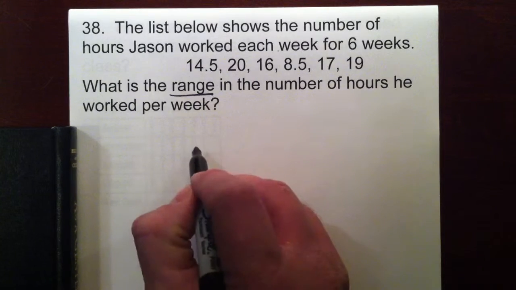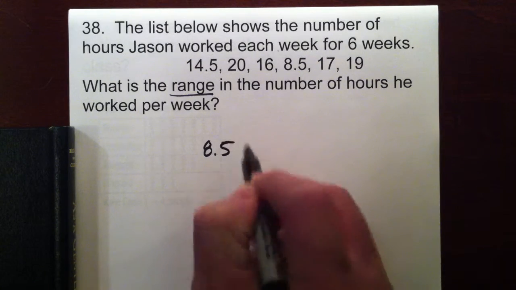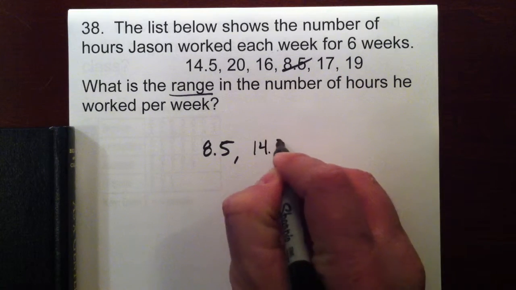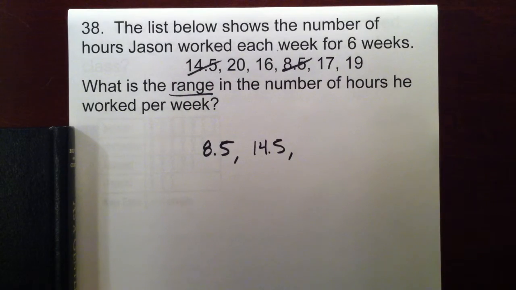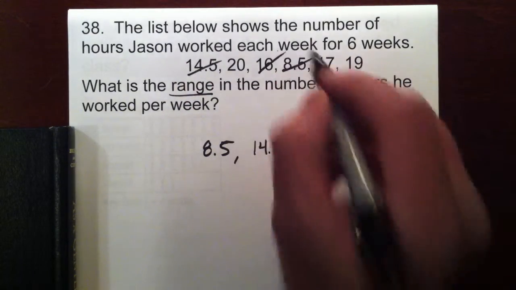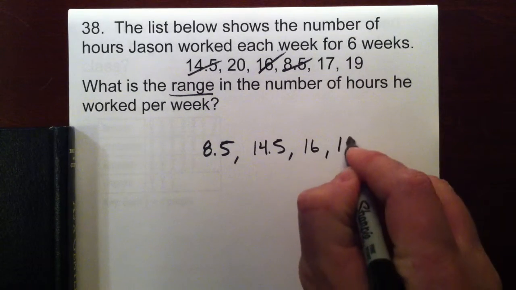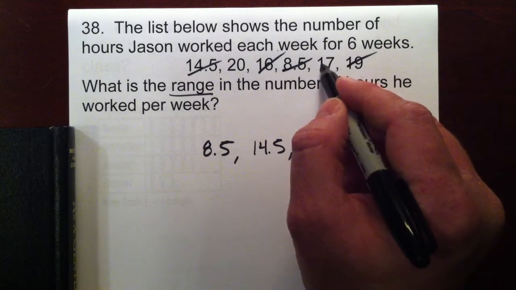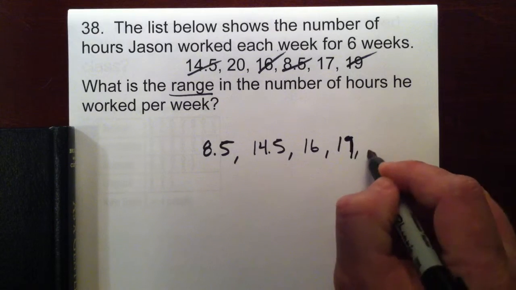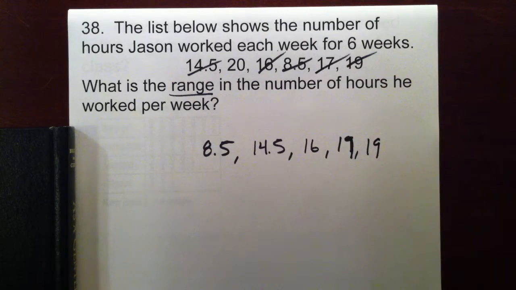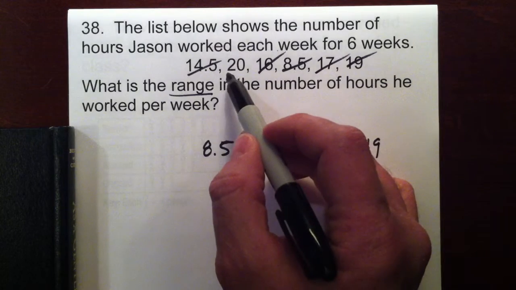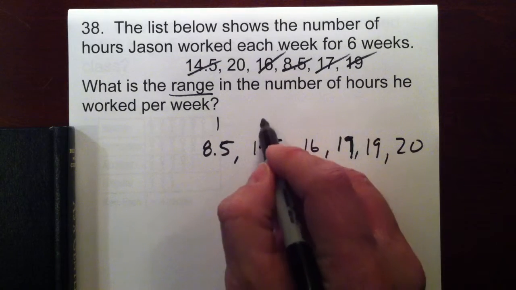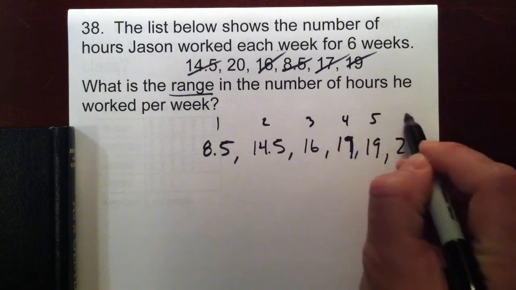So we have 8.5. Mark it out. Next is 14.5 hours. Mark that one out. Next is 16. Next is 19. And see, I've already skipped. See, I already made a boo-boo. I skipped 17, so let's go ahead and put a 17 there and a 19 here. And that's why we mark them off, because I missed that one, but I'm glad I did that, because many of us do that from time to time. And then finally we have 20. And again, we have 1, 2, 3, 4, 5, 6.